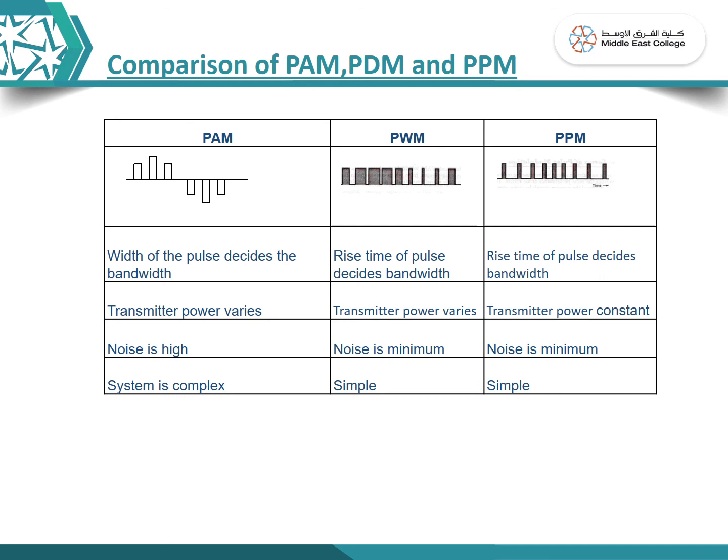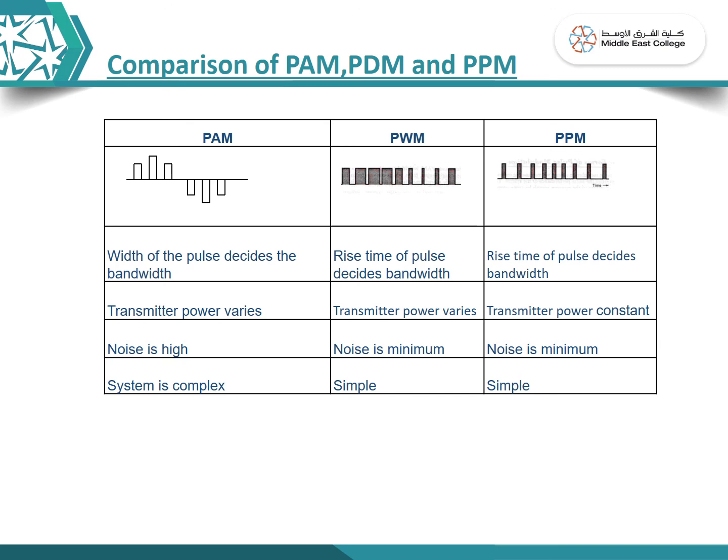Now in this one, the width of the pulse decides the bandwidth. How much is the width? That will decide how much bandwidth is required. Here the rise time of the pulse decides the bandwidth. Here in PPM also, the rise time of the pulse decides the bandwidth.